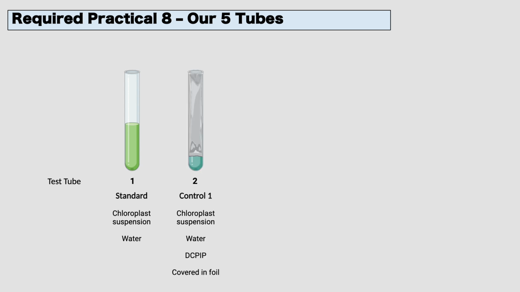Test tube 2 is our first control tube. It contains chloroplast suspension, water and DCPIP, but is then covered in foil. This is to prove that the DCPIP won't decolorize without light. So that proves that in our light-dependent reaction, electrons are only released when light is available. Test tube 3 is our second control. This contains water, DCPIP, and an isolation medium, but no chloroplast solution. This is to prove that the chloroplasts are needed and that dehydrogenase is within the chloroplasts.